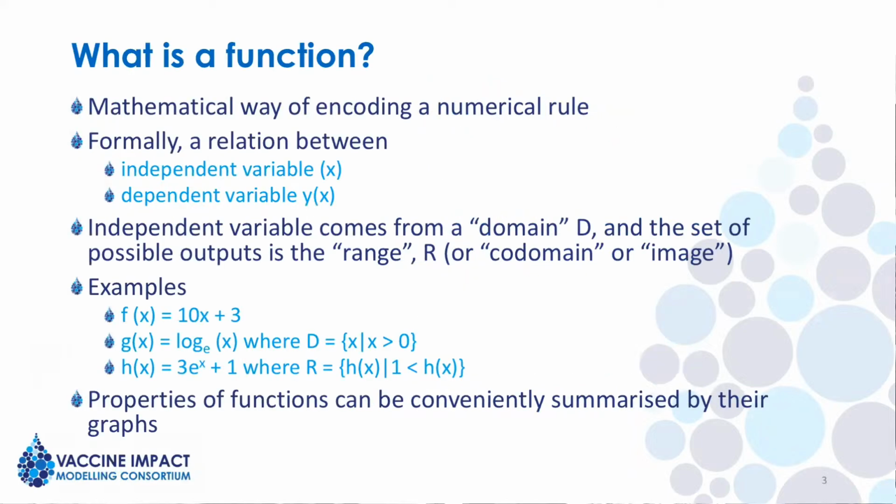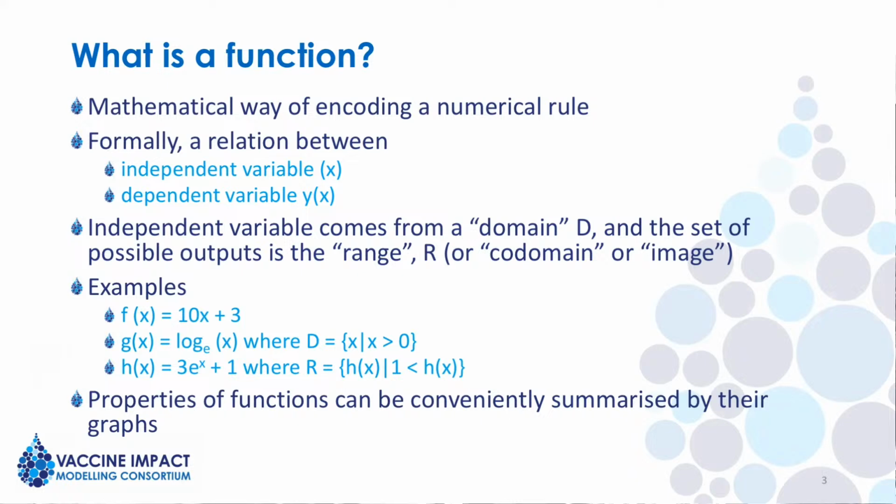So, what do we mean when we talk about a function? So we've got this line here, a mathematical way of encoding a numerical rule. Essentially, we're writing down a relationship. And you're going to be doing this all the time for a whole number of reasons. You're going to be thinking about how an independent variable, so here we're calling it x, but often we're talking about time as the independent variable, is influencing a dependent variable. So here we're calling it y, but it could be anything.